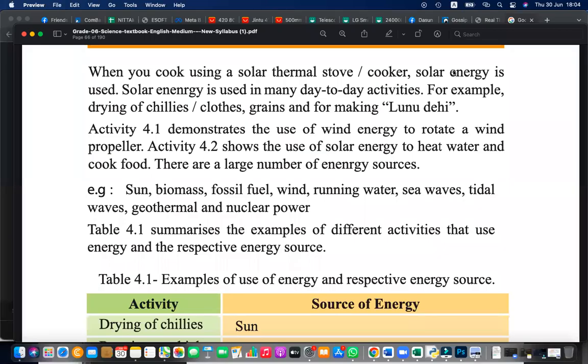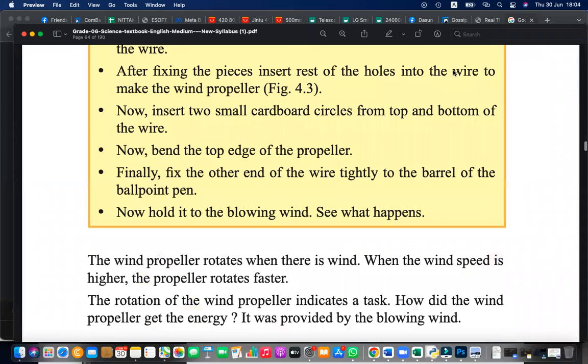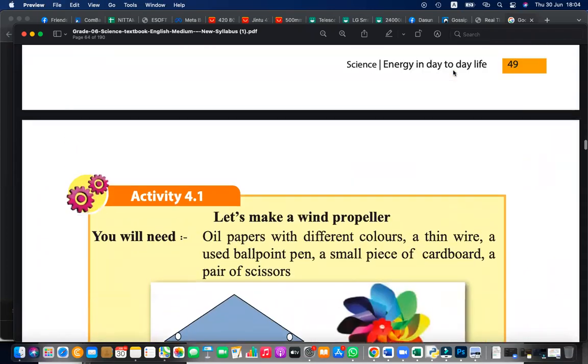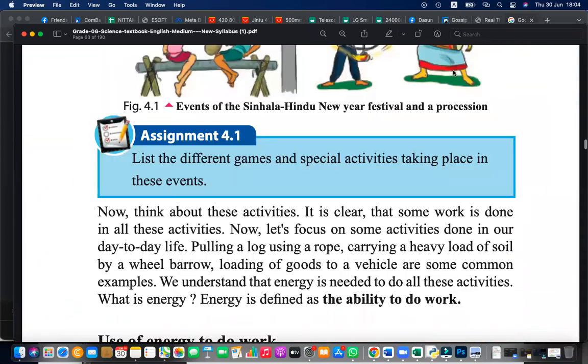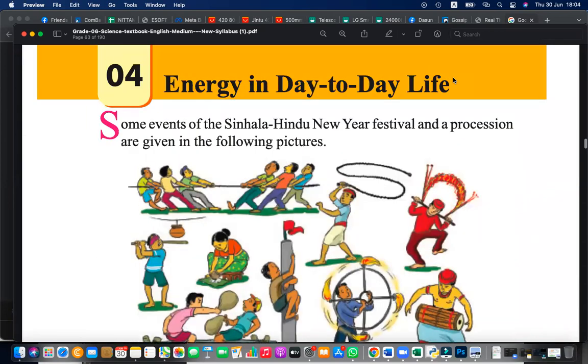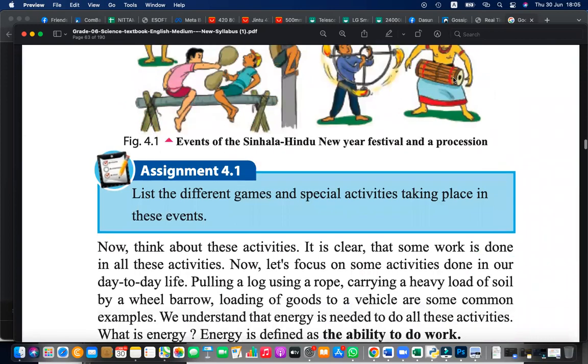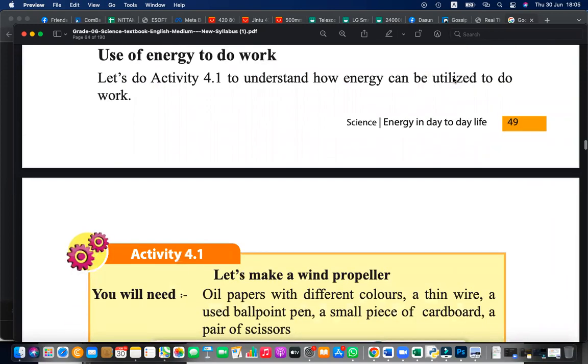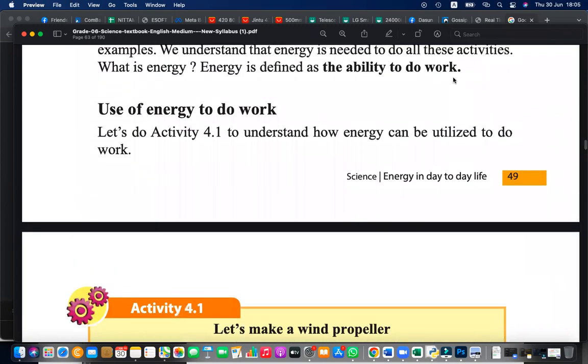Okay, we were discussing energy, right? We just studied how energy can be used. So energy is used everywhere, right? In the activities we do in day-to-day life, we need energy. Plants need energy. Animals need energy, right? That is how we do work. Energy is the ability to do some work.